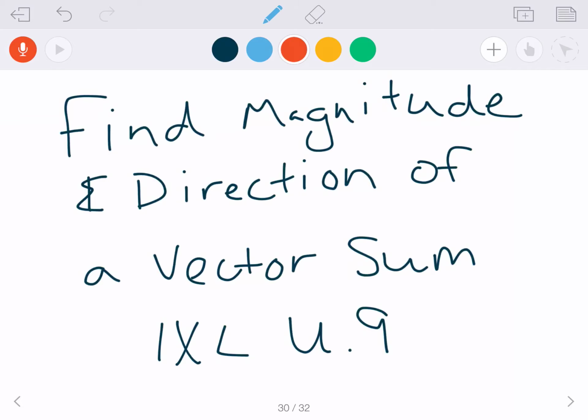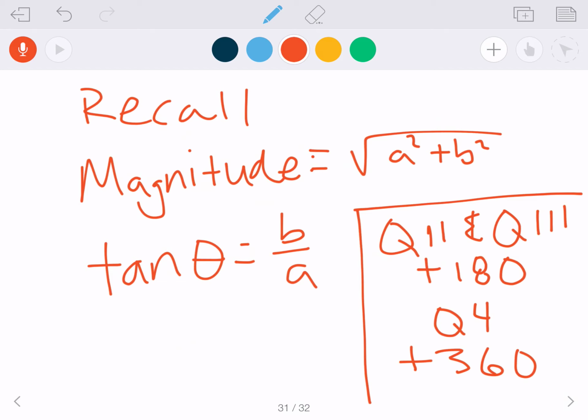So let's recall a few things real quick. First of all, the magnitude, which remember is the length or the distance that the vector goes. We can find that by taking the square root of a squared plus b squared, where a is our horizontal component of the vector and b is the vertical component of the vector. And then we can find the direction angle with the formula tan theta equals b over a, with b being our vertical component divided by a, our horizontal component.